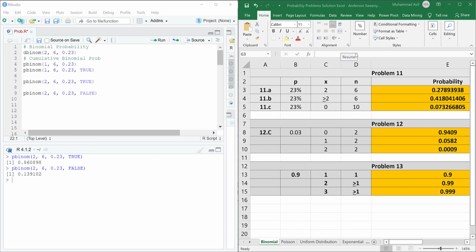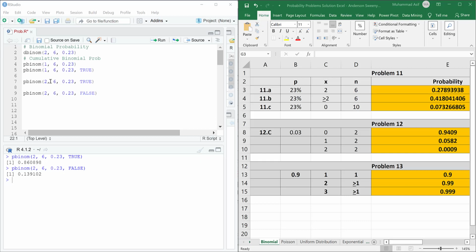I would like to repeat it before we wind up and move to the next topic. In binomial probability, there are 3 important things. One is dbinom, the binomial distribution, that gives the probability of that specific outcome. So this one will give only the probability of 2. And then in cumulative probability, we have 2 sub aspects, one is true and the other is false.